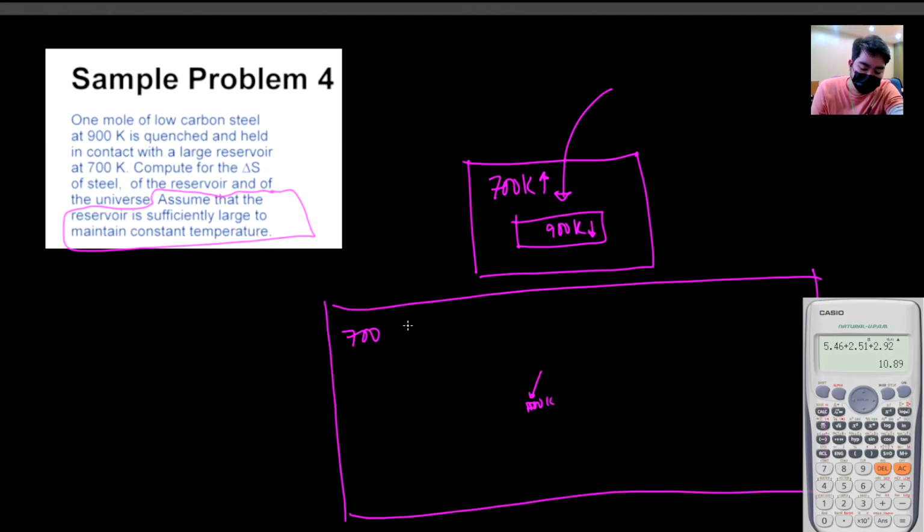You can assume that, and you can also do certain experiments. Kunwari, meron kang mainit na cup of coffee. Pag naglagay ka ng particle of sugar, kunwari, small particles of sugar, kumpara sa reservoir mo, which is the coffee, this particles of sugar is at 298, no? So technically, it will lower the temperature of your coffee, tama? Because mag-absorb siya ng heat because it is at lower temperature.